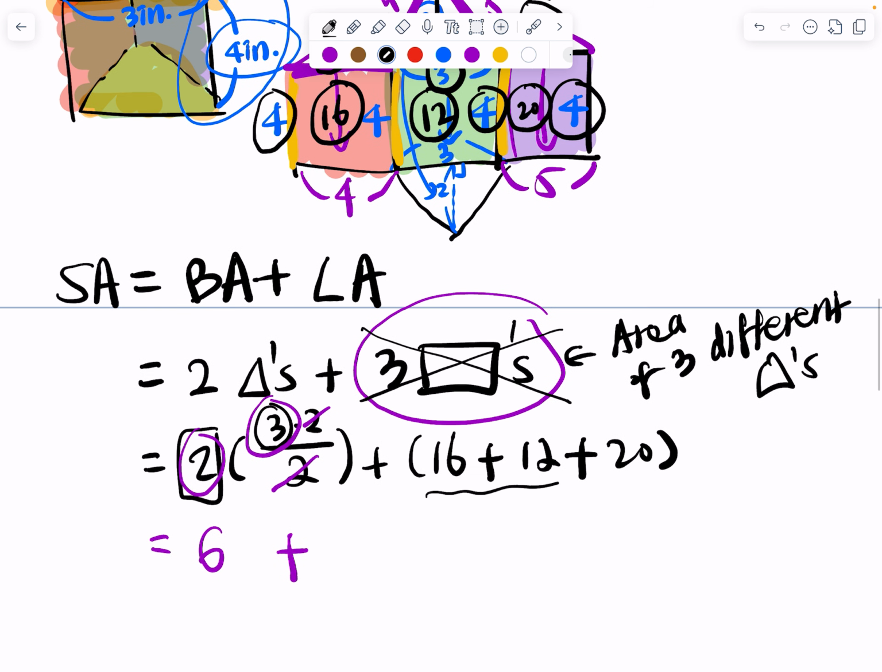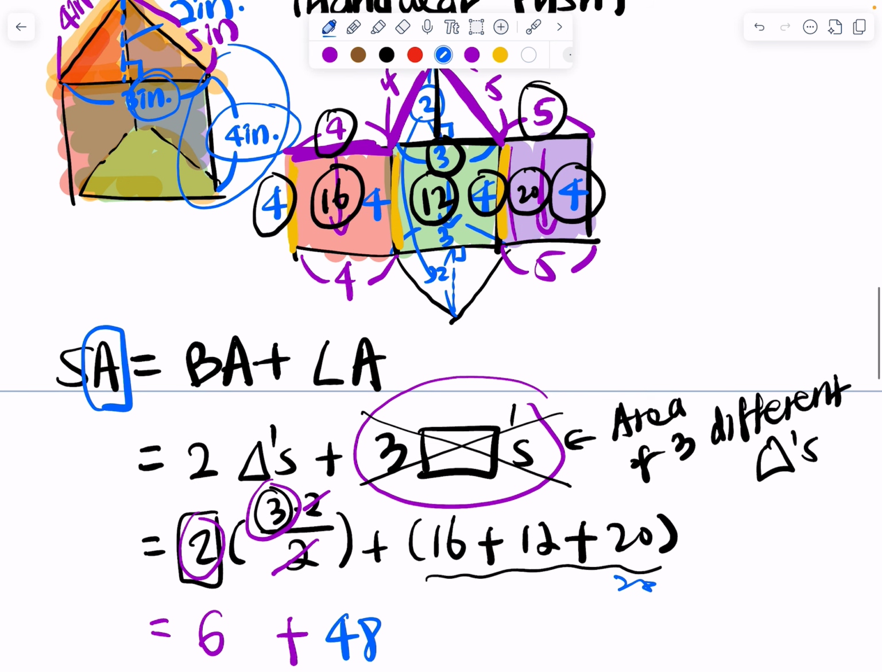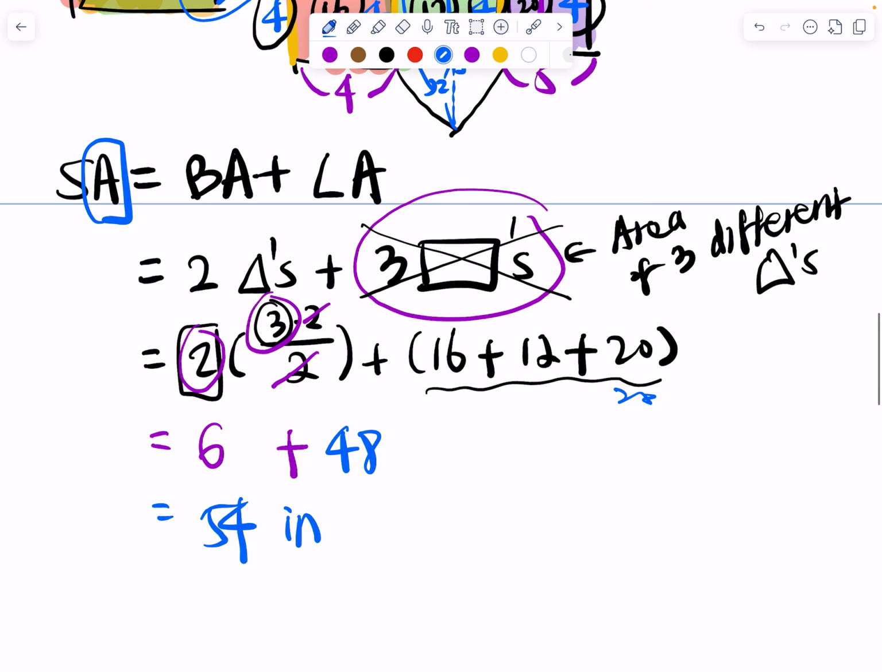All right, so let's do some math. That is 16 plus 12 gives you 28, and then that's 48. Haha, found it. 54. After all, it's area, right? And what's the unit? Inch. So area, inch square. Ta-da. That's it. Very good.